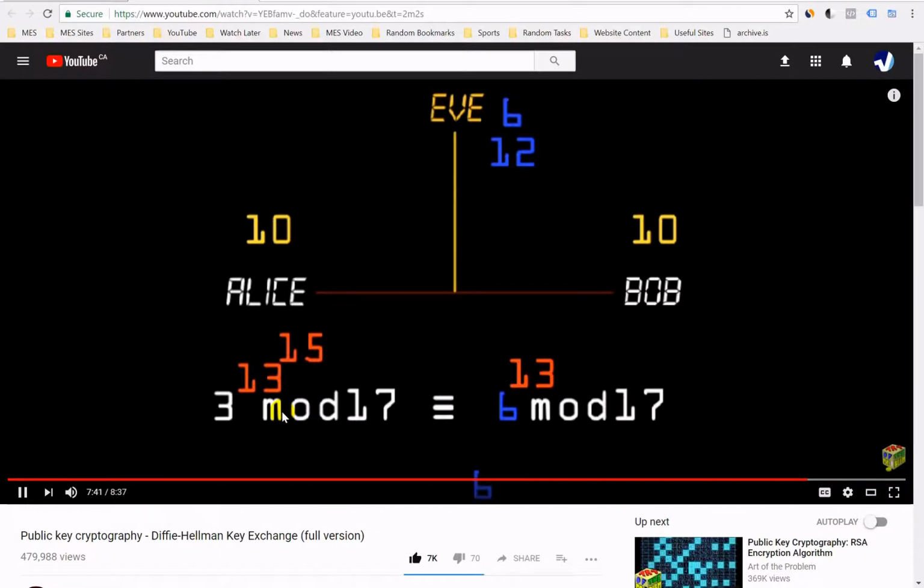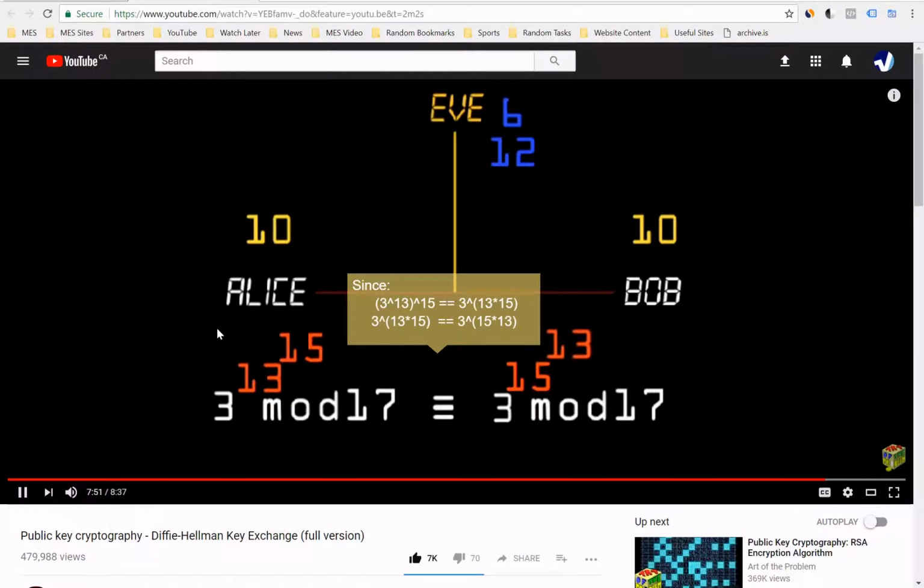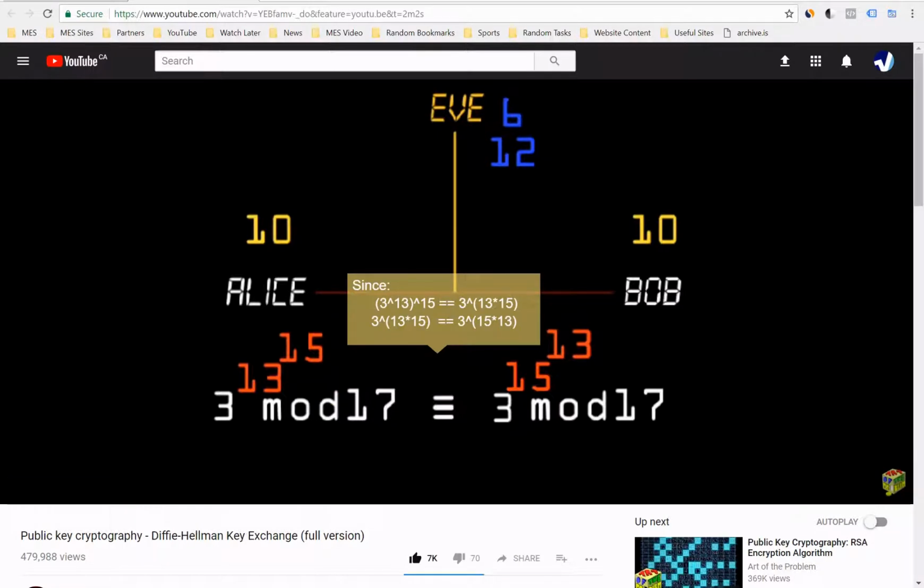Now consider Bob. The 6 he received from Alice was calculated as 3 to the power 15 mod 17. So his calculation was the same as 3 to the power... Yeah, so here they put that in with the bracket there so that it's just 3 times 15. You can just move those around. So yeah, just a note there. 15 to the power 13. Notice they did the same calculation with the exponents in a different order.